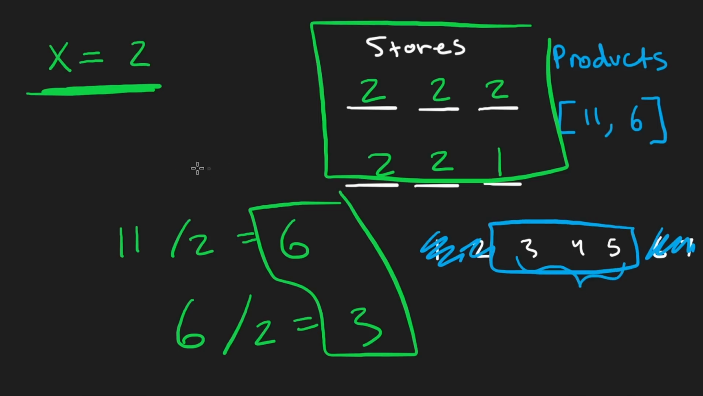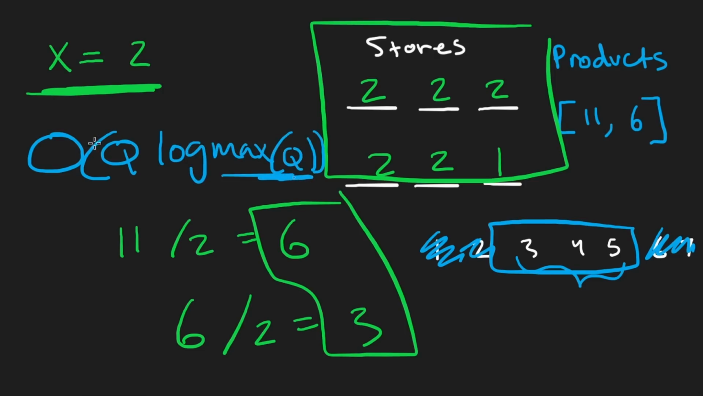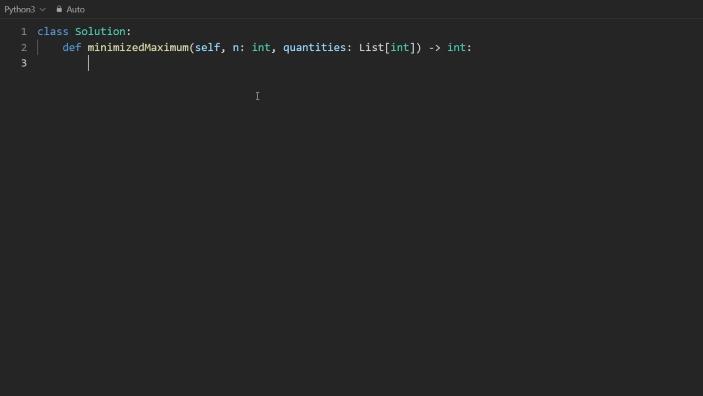So knowing all that, you can solve this problem in big O of Q log max of Q time. This is the max number inside of Q. Anyways, let's code this up now. So the first thing I'm actually going to do is create that helper function, canDistribute. Well, actually, I'm not even going to fill it in. I'm just going to define it first. So something like this, canDistribute, given some x value.